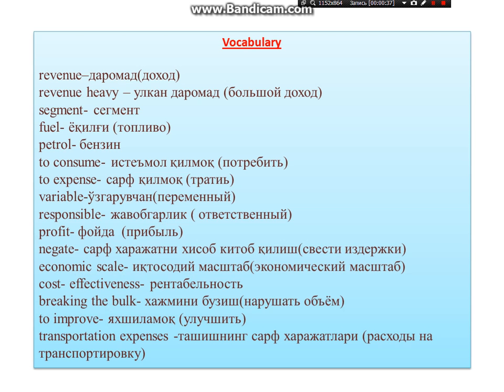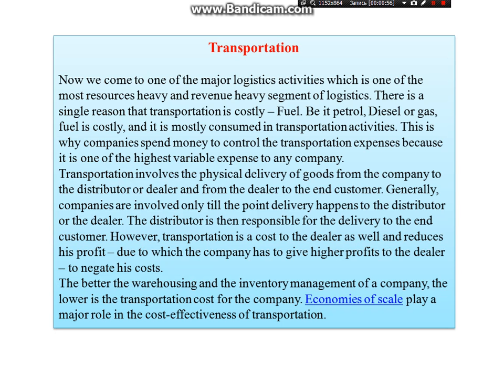As usual, you should look through all new words related to the topic, and you can see them on the slide. And they are Uzbek and English, Uzbek and Russian equivalents. Transportation.